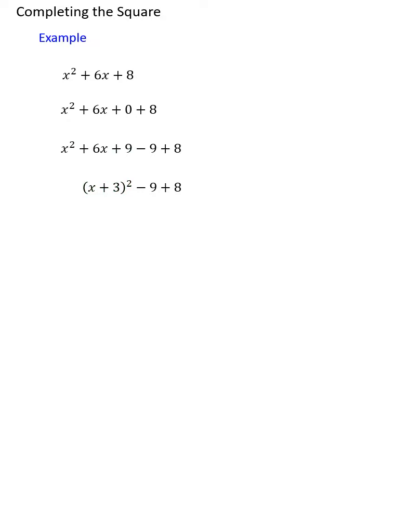And now that I've done that, I can combine the terms outside of the parentheses, and I now have completed square format. But this concept of adding 0 raises an interesting question. Let's go back and look at our 0 again.